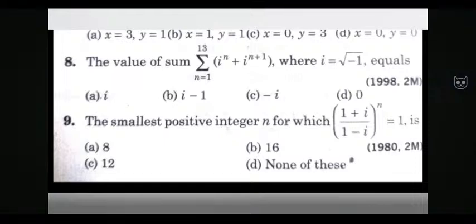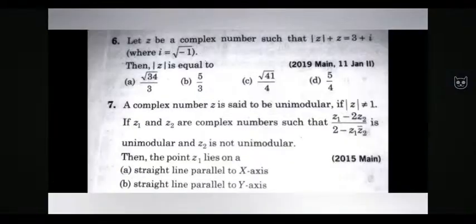Next, ninth question, the smallest positive integer n for which ((1 plus i) divided by (1 minus i)) whole power n is equal to 1 is. So check the options.